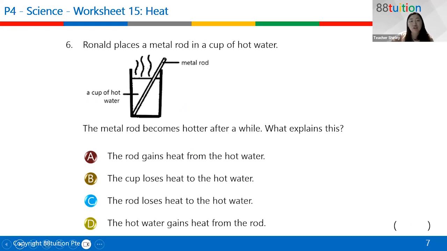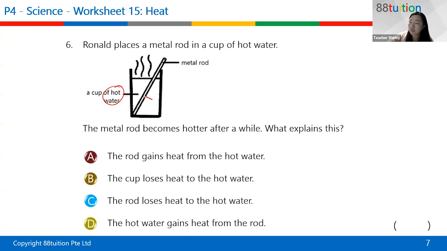Next question. Ronald places a metal rod in a cup of hot water. The metal rod becomes hotter after a while. What explains this? So always ask yourself, where is the hotter region? Of course, the hotter region is the hot water, right? So I think the underlying concept is that heat will always travel from a hotter region to a colder region, okay? So the hotter region is the cup of hot water.